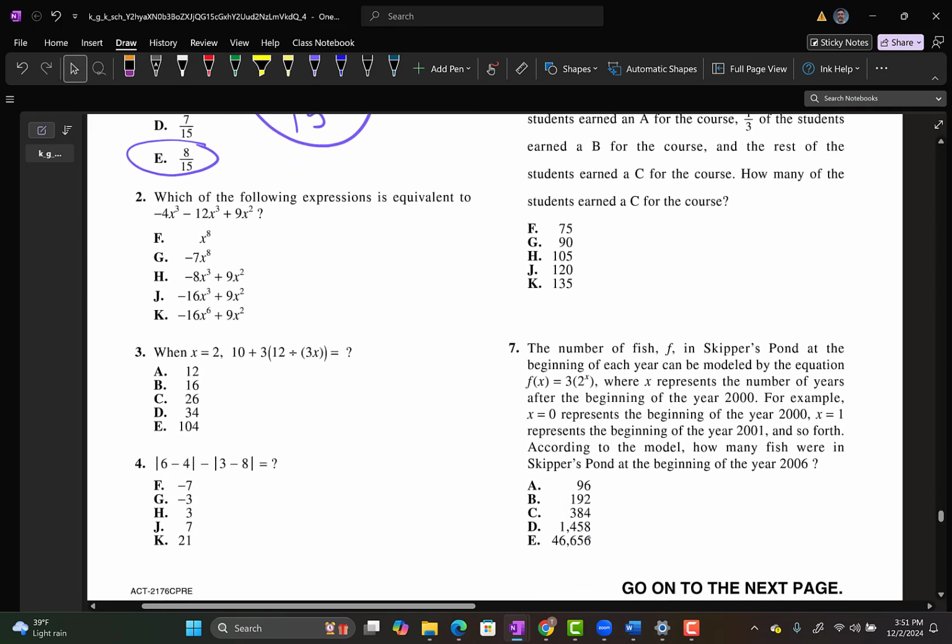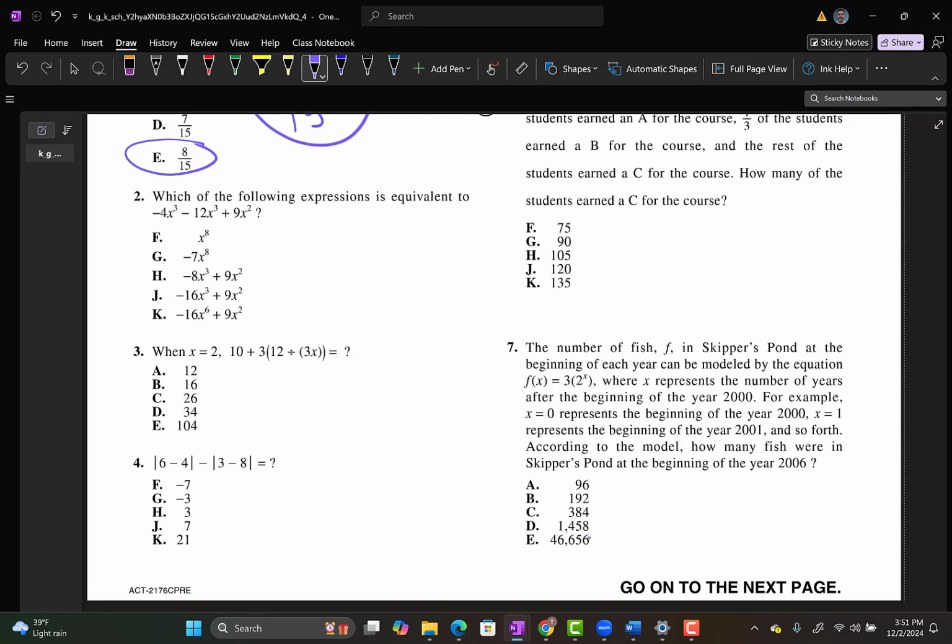Number 2, which of the following expressions is equivalent to negative 4x to the third minus 12x to the third plus 9x squared? So I see here pretty quickly, we've got like terms right here. Negative 4 minus 12. You add the numbers and keep the sign. So that's negative 16x to the third plus 9x squared. We always write the biggest exponent first. So we can quickly rule out this one and this one because it's got to have 2 terms. Oh, and you know what? We just see the right answer here. We just had to combine the like terms and identify that right answer.